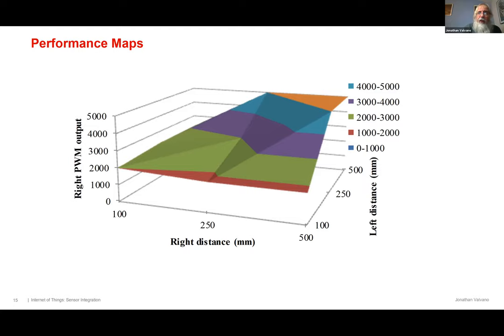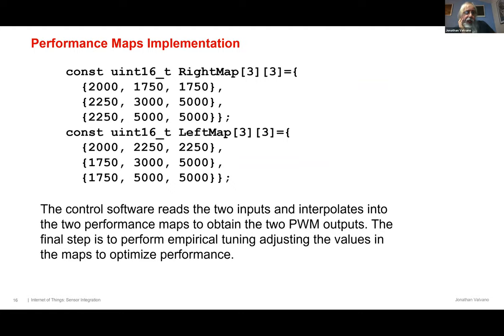In this particular picture, I have 3 times 3, so 9 different points. And all I did was a linear interpolation between those 9 points. So here's the actual code.